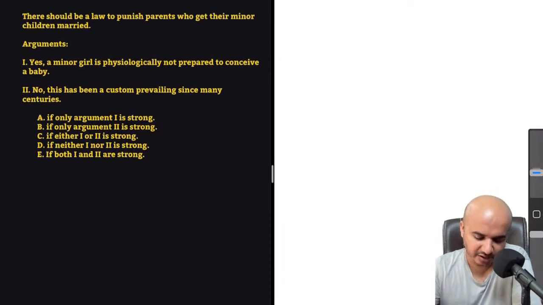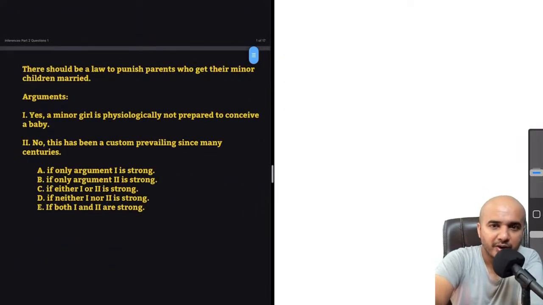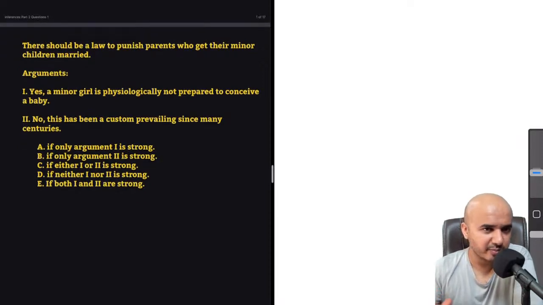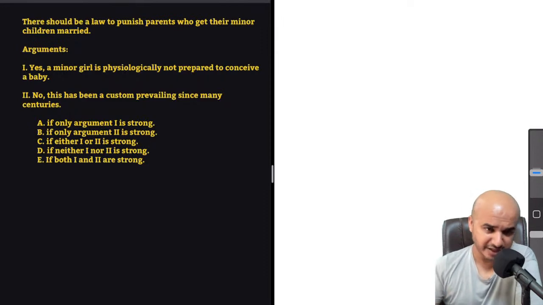So the first statement which we have here is, there should be a law to punish parents who get their minor children married. That is what the statement talks about. And the arguments which are presented here are, yes, a minor girl is psychologically not prepared to conceive a baby, so because of that they say the parent should be punished.